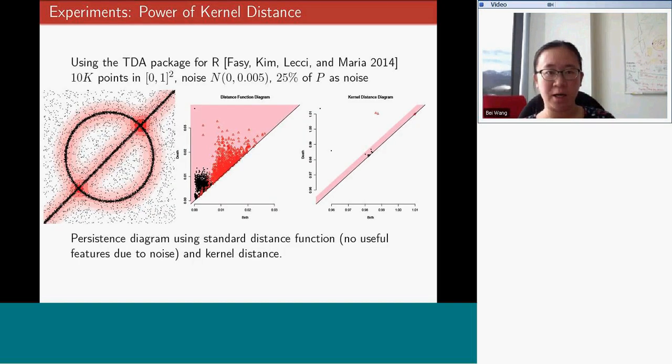The experiments I want to show use the most recent TDA package for R. I think it's not published somewhere yet, but the software is available, and it already includes the computation of kernel distance. In this example, I have 10K points sampled in a square with a certain noise model, where 25% of those points are outliers.